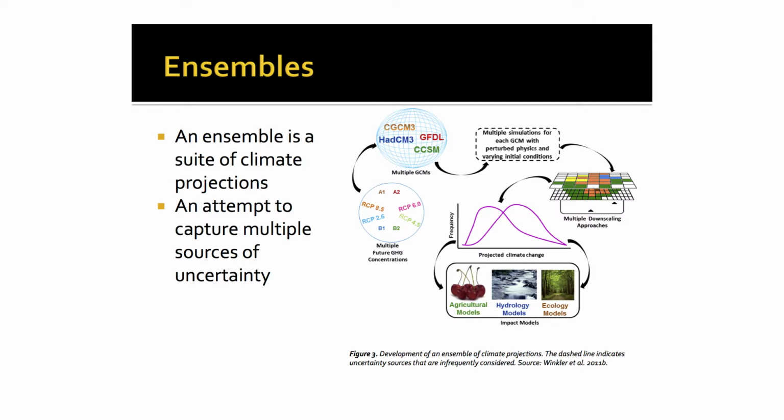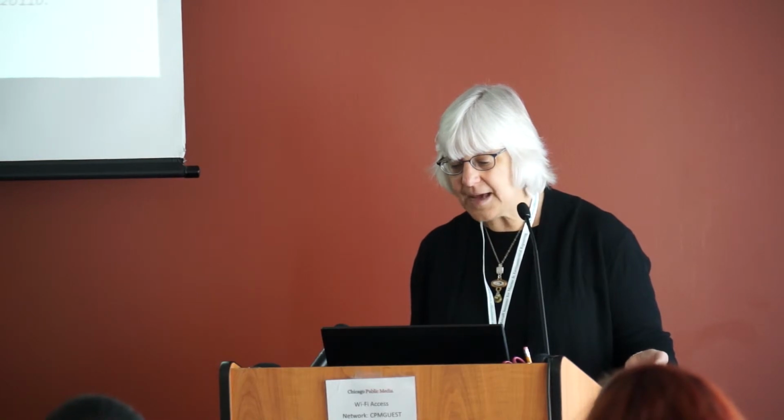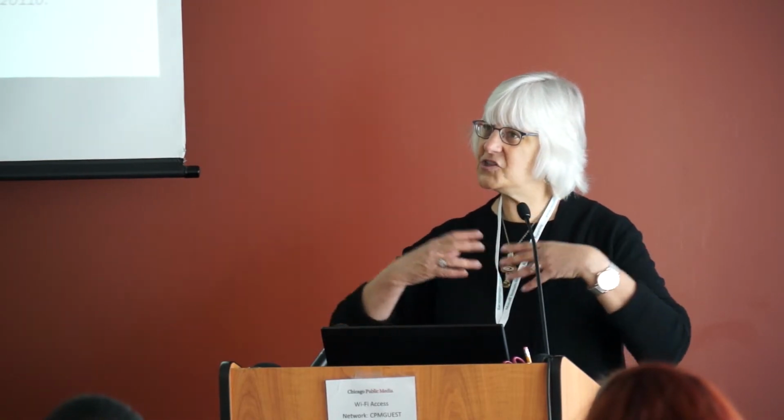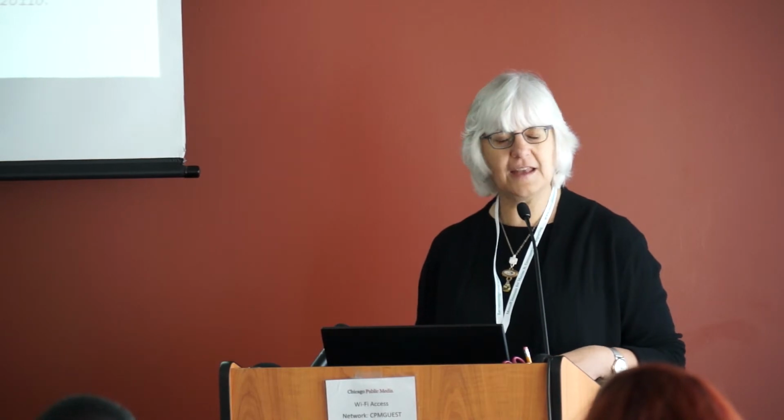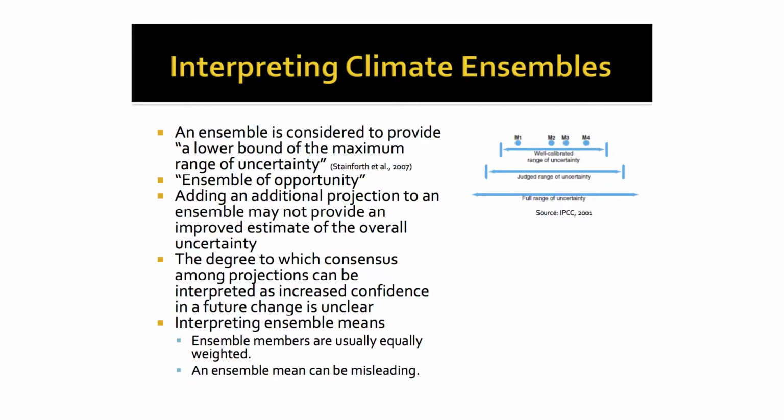We don't normally use a particular projection when we work on impacts, but instead we want a suite of climate projections that are developed using different greenhouse gas emission scenarios, either the new representative concentration pathways or the old SRES scenarios, A1, A2, B1, B2, fed into different global climate models, then fed into different downscaling approaches. Then you have the suite of projections that can be fed into impact models or response models, agricultural models, hydrology models, and so on. And the idea there is to capture some of the uncertainty.